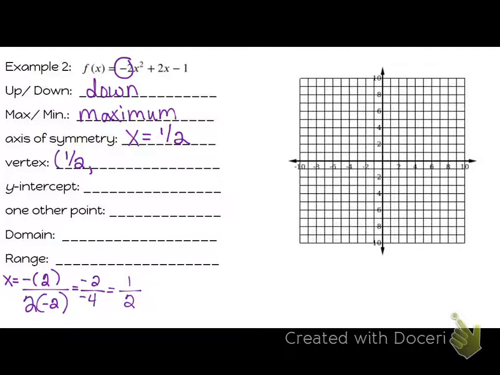Now let's find our y value. How do I find what my y value is going to be? Substitute x into the equation. So what am I going to substitute for x? 1/2. So -2 times 1/2 squared plus 2 times 1/2 minus 1.